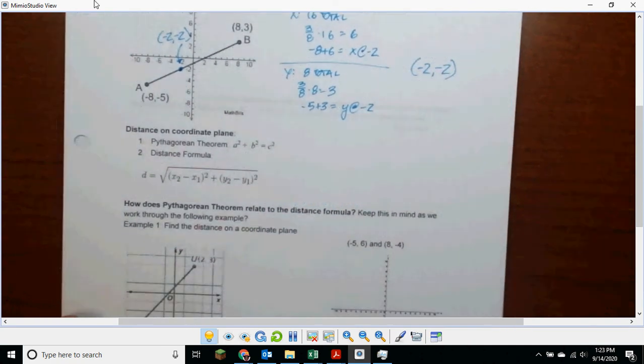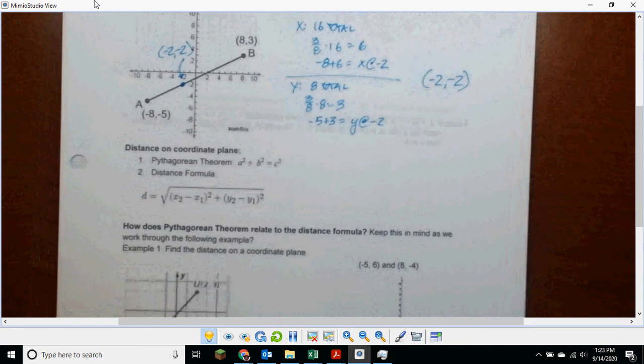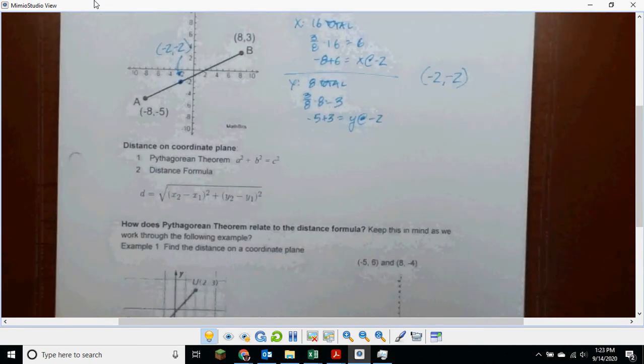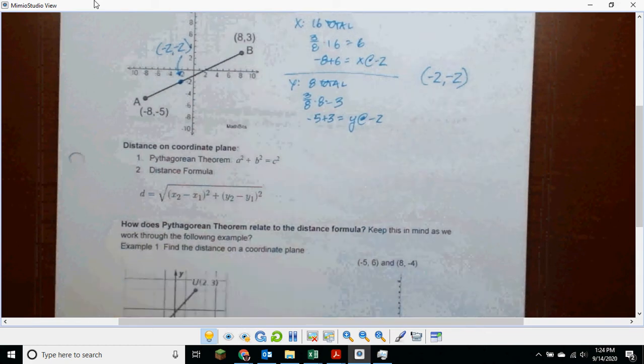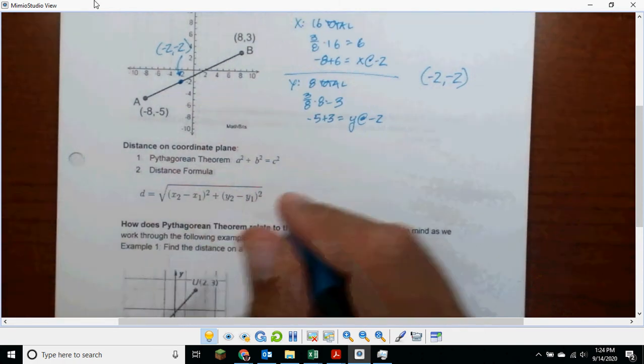Next, we're going to do something that might be a little bit confusing, but that's not on purpose. We're going to talk about the Pythagorean theorem and the distance formula. Very important: do not use the distance formula to get fractional distance, all right? This is only for total distance.